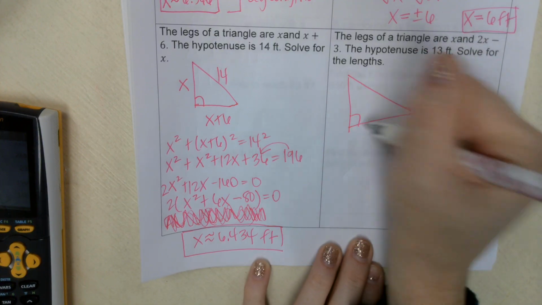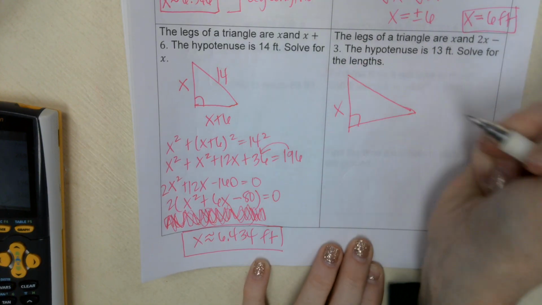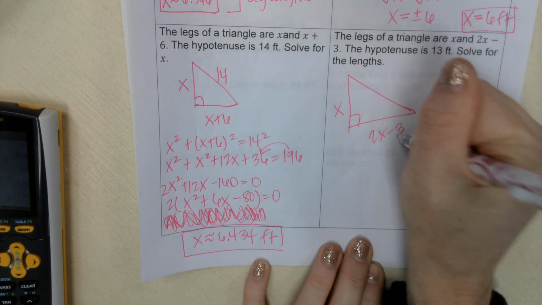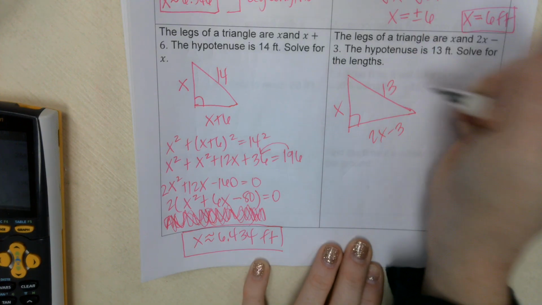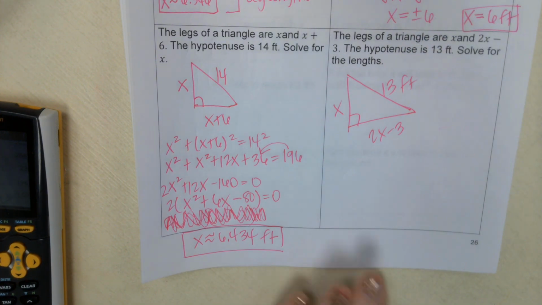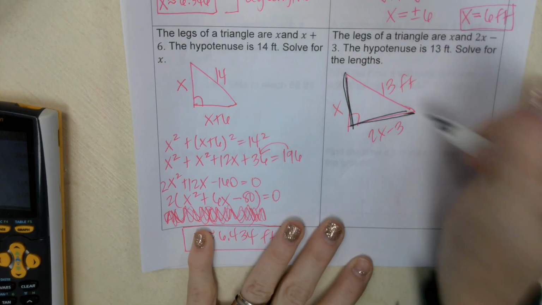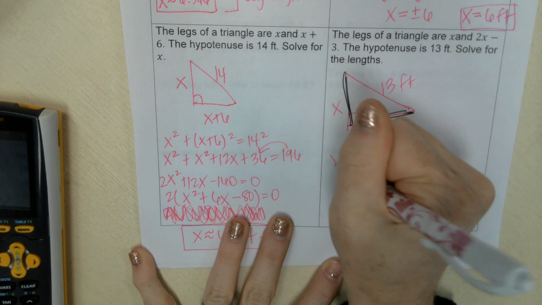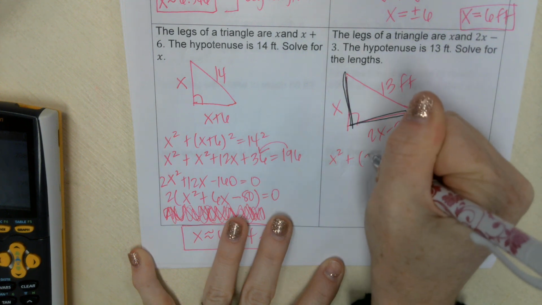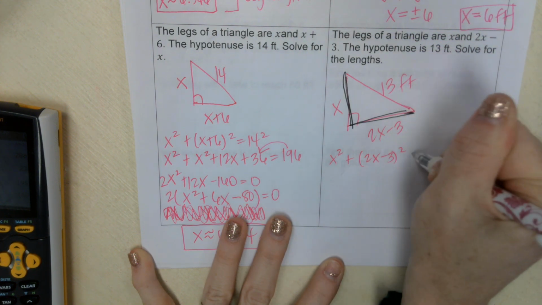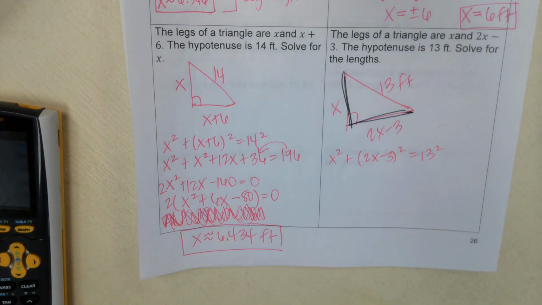Here's another one. The leg lengths of a triangle are x and 2x minus 3. The hypotenuse is 13 feet. It says solve for the lengths. So I want to know both legs right here. Okay, so here we go. X squared plus 2x minus 3 squared equals 13 squared.